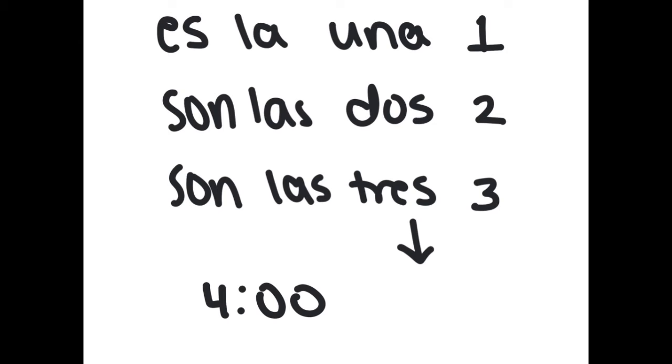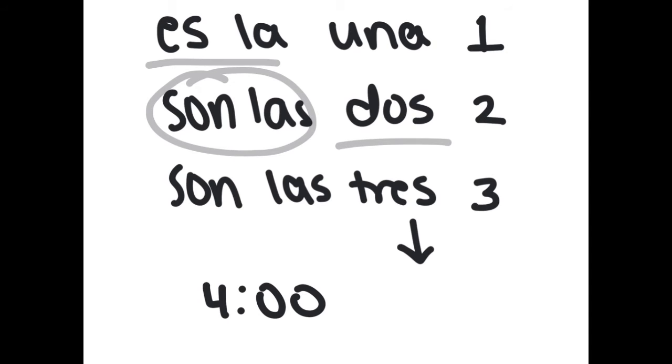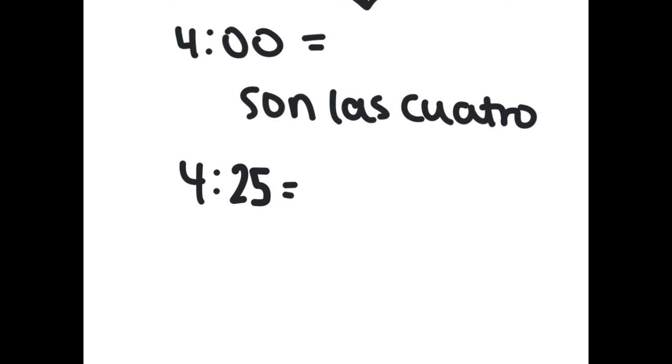So all you have to remember for just the basic on the dot hour, 1 o'clock, 2 o'clock, 3 o'clock, for 1 o'clock it's es la una, and then for 2 o'clock to 12 o'clock it's son las and then the number. So son las dos, son las tres, son las cuatro, son las cinco, and on. So as we mentioned before, 4 o'clock, just on the dot, is son las cuatro.